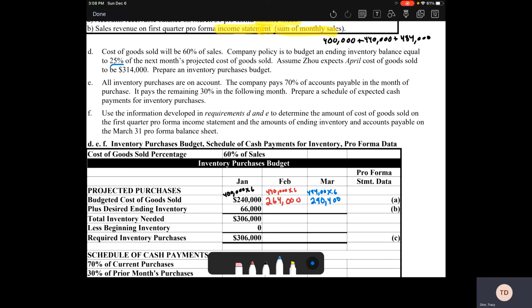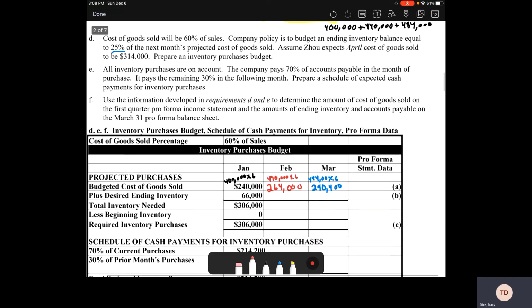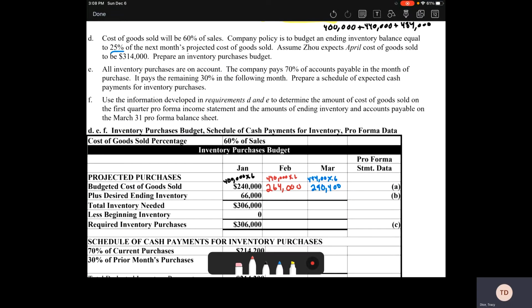So to get this 66, we have to take our projected cost of goods sold and then take it times 25%. So to get this 66, we're actually taking February's 264,000 times 0.25. So to get February's, we take 0.25 times that 290,400. So 290,400 times 0.25. And we find that that would be 72,600.